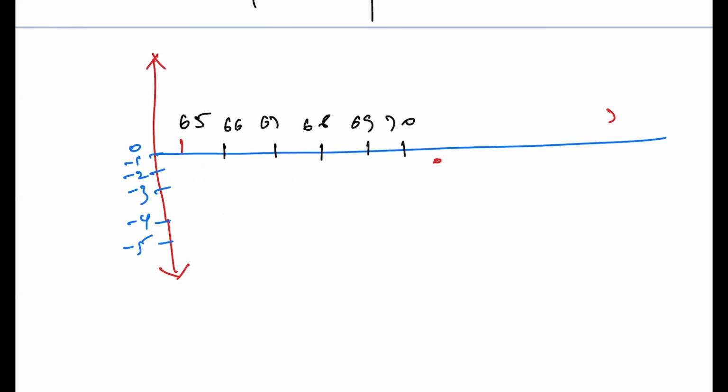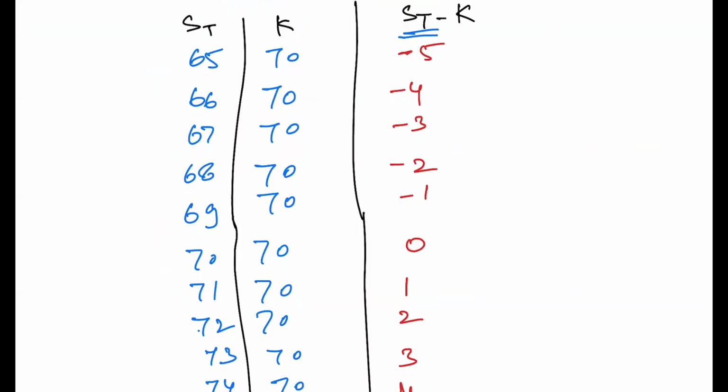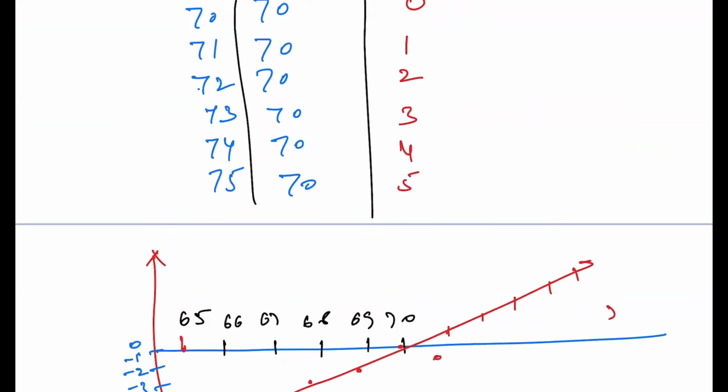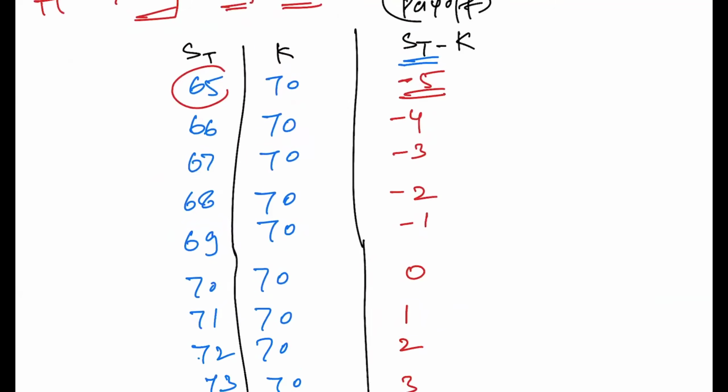So we know that at 65, the payoff is -5, right? So at 65, payoff is -5. Similarly, -4, -3, -2, -1, 0. So if you see, it will be basically a straight line. This will again be 1, 2, 3, 4, 5. So this is how a payoff diagram is for a long position, right?